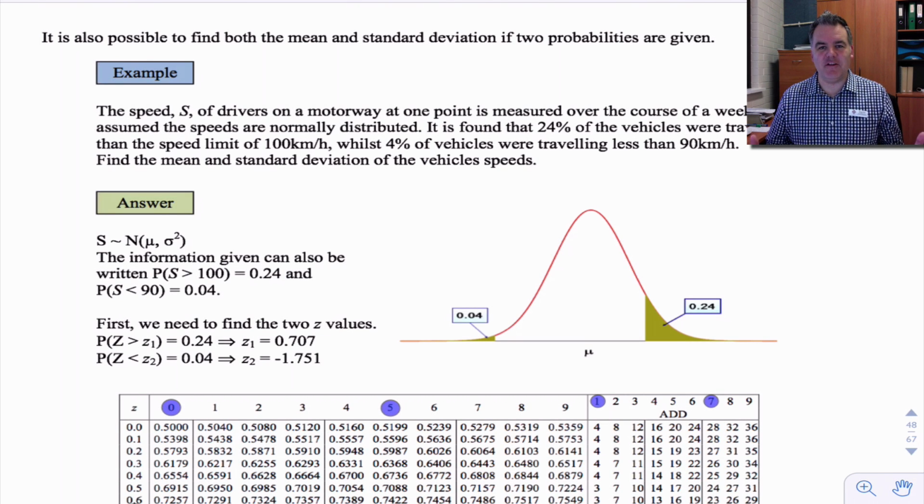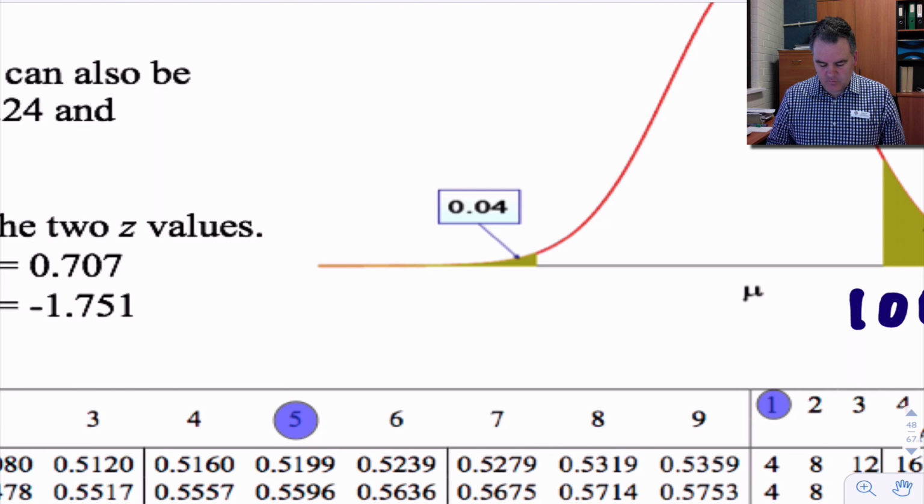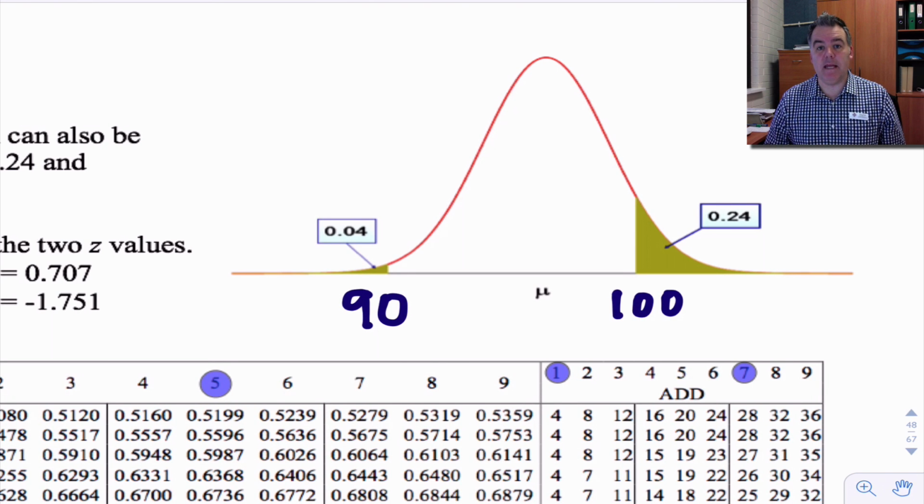Alright, this is the last question now. In this question here, we're not given the mean or the standard deviation, but we're given 2 bits of information. So we've got the speed of drivers on a motorway. We know that 24% of the vehicles that we clocked were going faster than 100 kilometers an hour. So let me put 100 kilometers in here. And we know that 4% of the vehicles were doing less than 90 kilometers an hour. And from that information there, we're going to find what the mean and standard deviation is of the speed of the vehicles on the motorway or on the freeway.